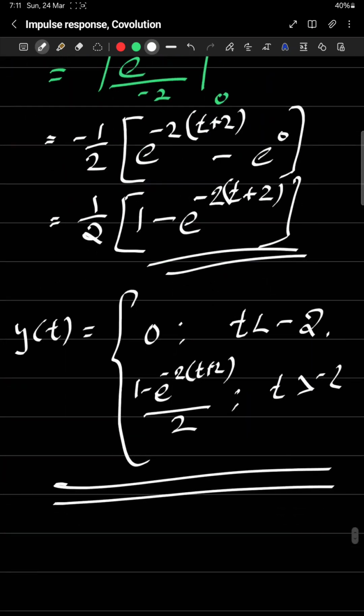So that's all about continuous domain convolution. We call it the convolution integral.